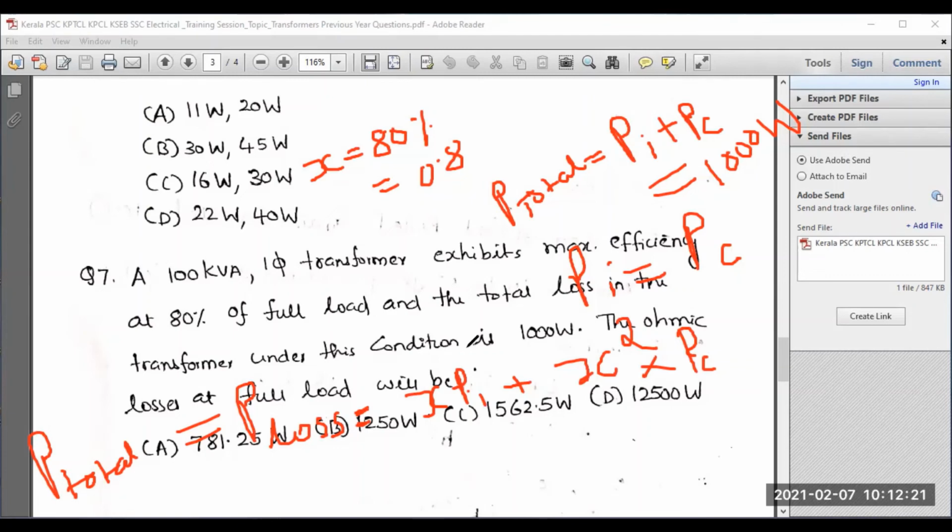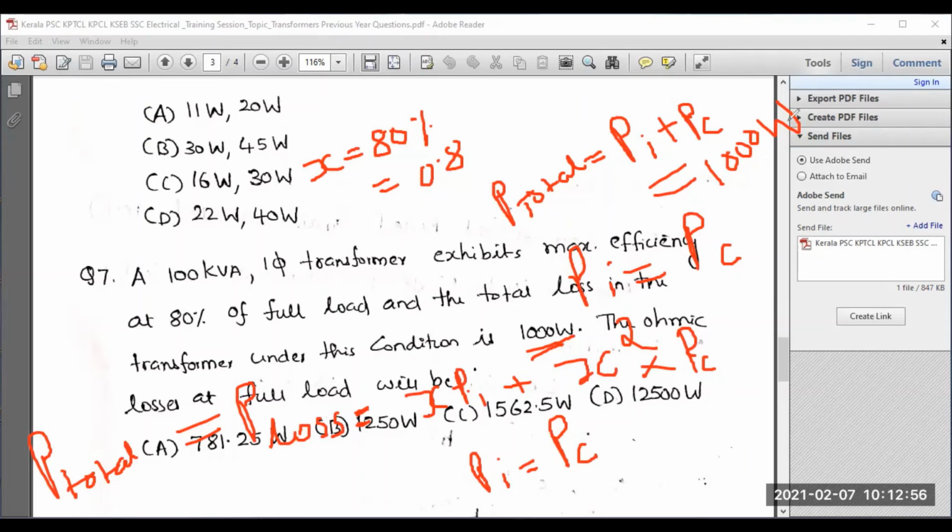You know, during the maximum efficiency condition, iron loss will be equal to copper loss. Here, P total has been given as 1000 watts. You can note down the total loss is given as 1000 watts. I already explained, iron loss equal to copper loss. Pi equal to Pc, where Pi is known as iron loss and Pc is called copper loss.